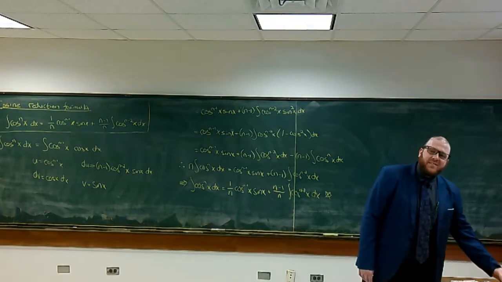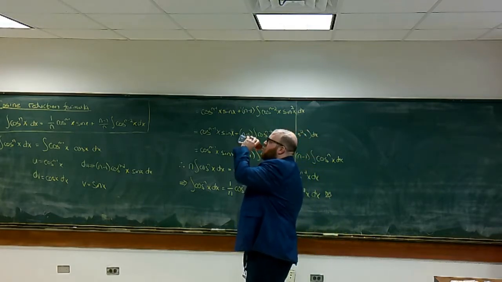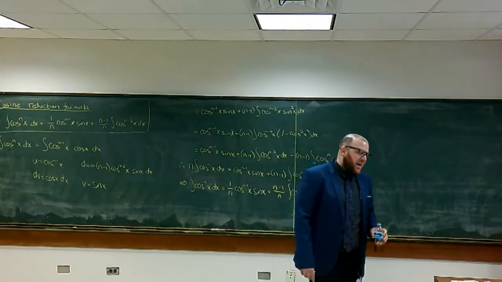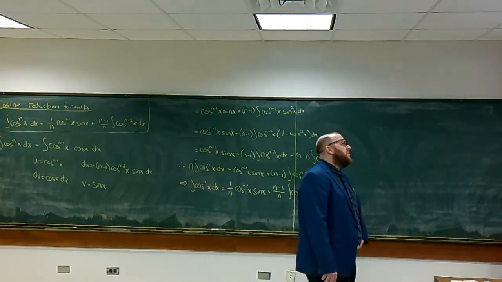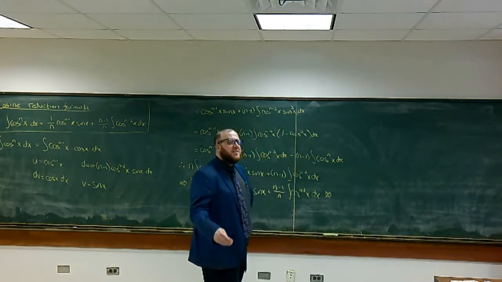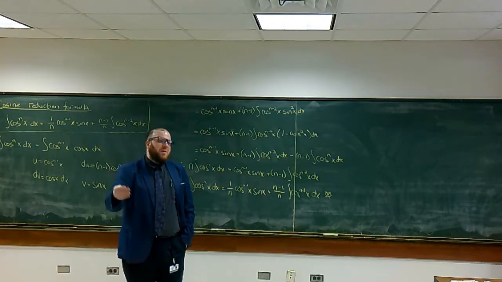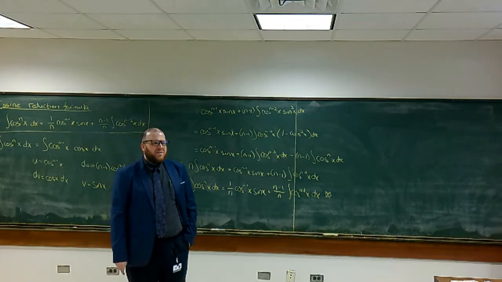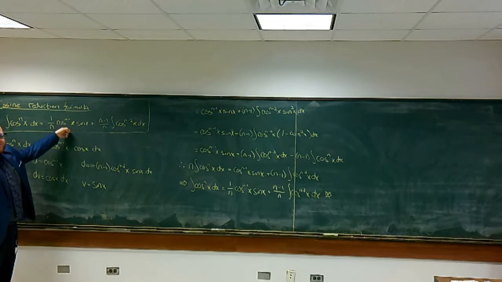So what that means is what you can do now is if I ask you for the antiderivative of, I don't know, let's say cosine to the 11th. Instead of having to do integration by parts every single time, just use this formula where n is 11.